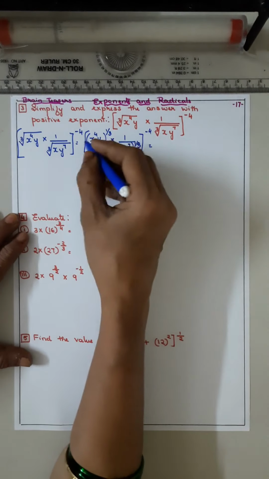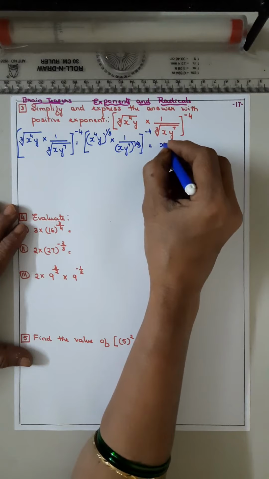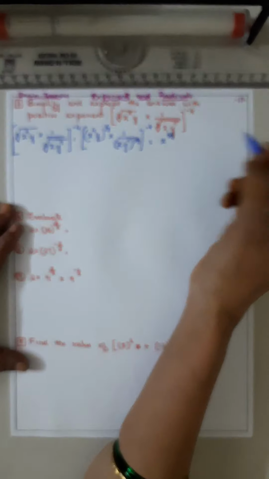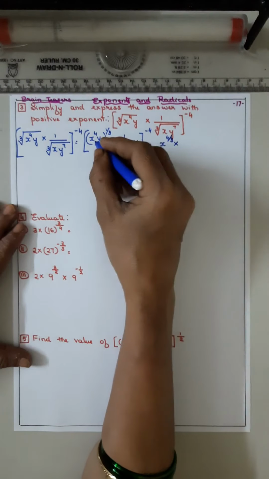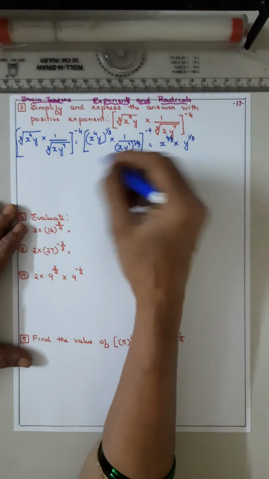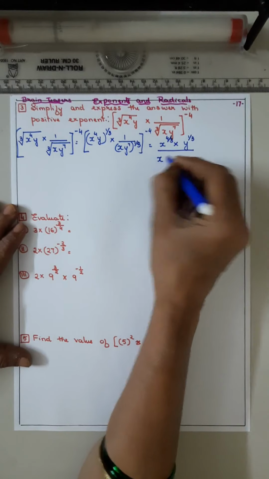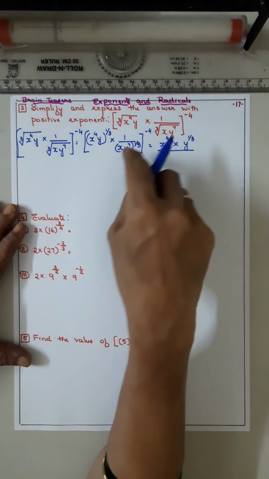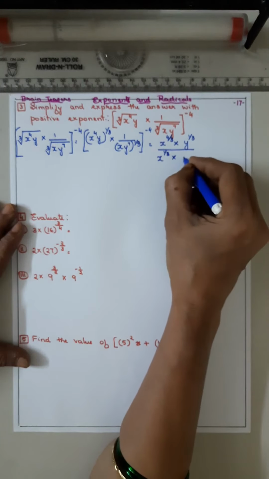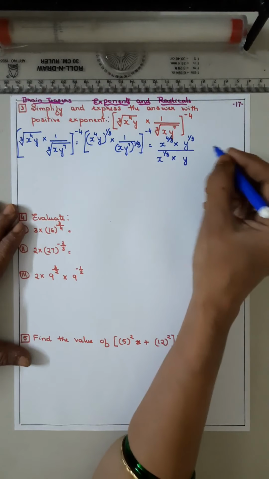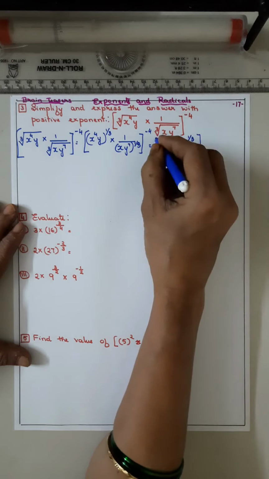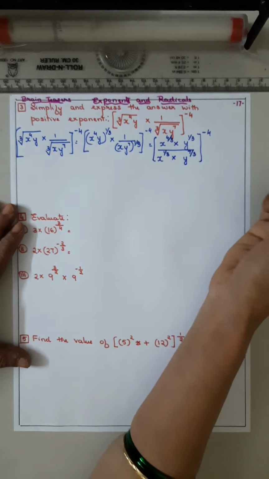Okay. Now you open this. So it becomes x to the power 4 into 1 by 3, x to the power 4 by 3. In the numerator, y becomes y to the power 1 by 3. And this full goes to the denominator, that is x to the power 7. It is x to the power 1, so 1 by 3, and y becomes 7 into 1 by 3, that is 7 by 3, the whole raised to minus 4.